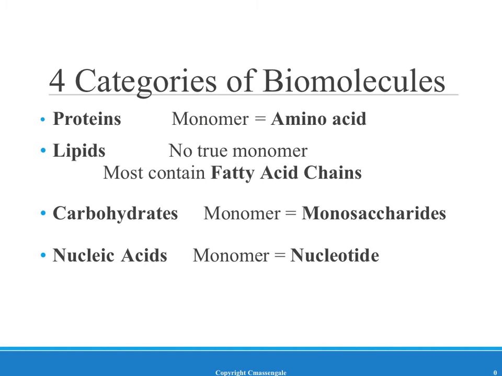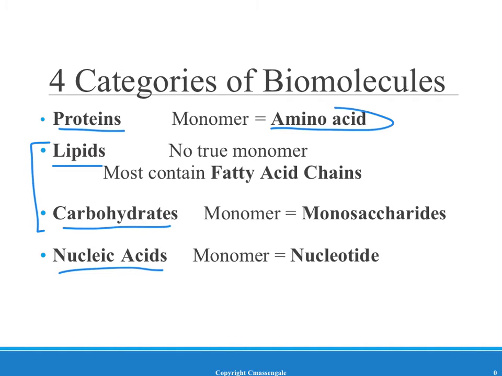There are four categories of biomolecules or macromolecules, and for some reason I put them in a slightly different order on this slide, but those four categories are proteins, lipids, carbohydrates, and nucleic acids. So today we're going to be focusing on these two. The monomer of protein are amino acids, which I hope you remember from biology class, where how the amino acids are hooked together to make proteins.